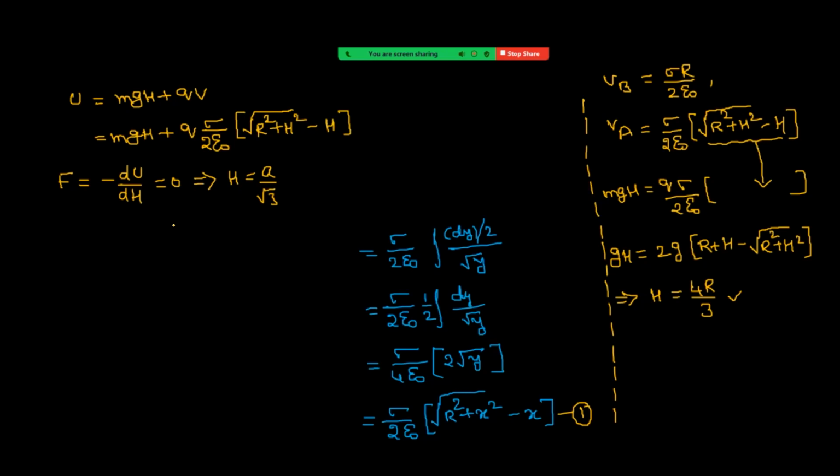Now substitute this value. Earlier, see the relation we got, h equal to 4r. Wait, here the radius is r. It is r by root 3, and here we got the h value 4r by 3. Getting it? That means this is more than this value. To avoid confusion, let us take this as some h dash. Okay, h dash equal to r by root 3.